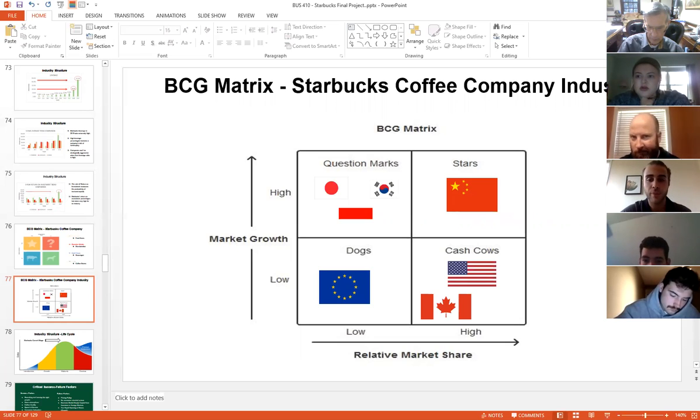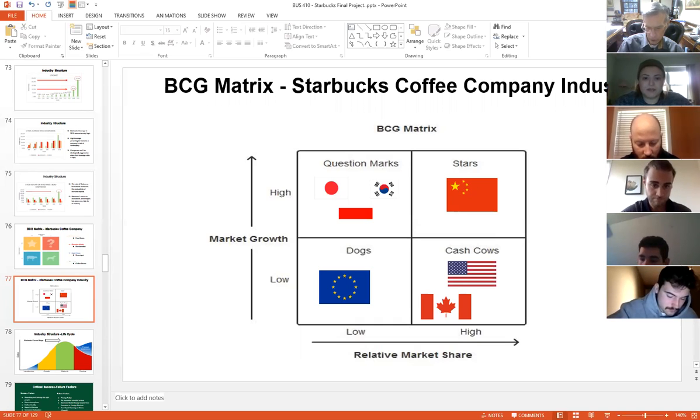Also, Japan, South Korea, and Indonesia are classified as question marks because they are high growth markets for Starbucks. Starbucks has the potential to gain market share within these countries. And lastly, the European Union is classified as dogs because it is a market where Starbucks has a low market share, and European countries do not create a significant amount of revenue for the company.